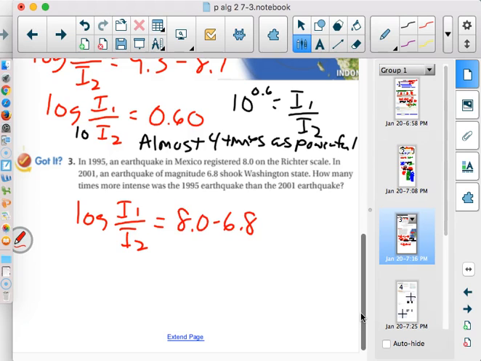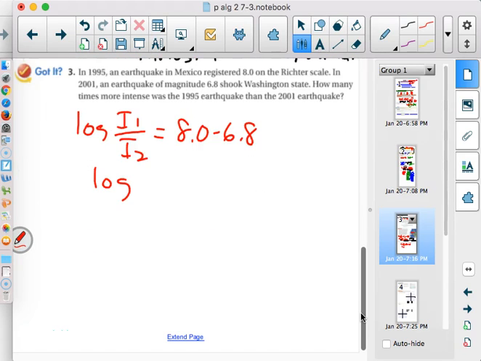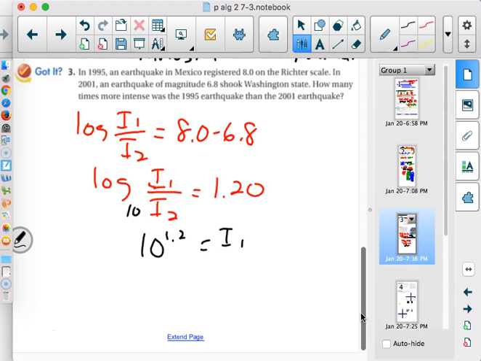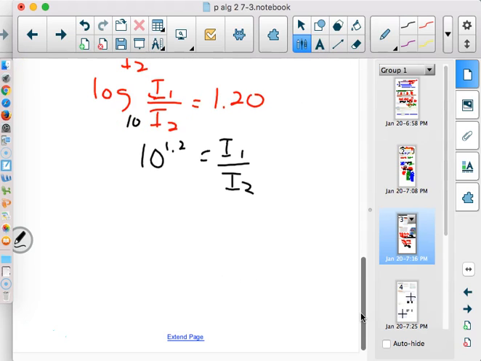And because of what we just saw, we know theirs was massively worse than ours was. So logarithm of that change in intensity, 8.0 minus 6.80, is 1.20. We don't have a base. So what's the base? It is 10. So 10 to the 1.2 power will tell us how these two compared.